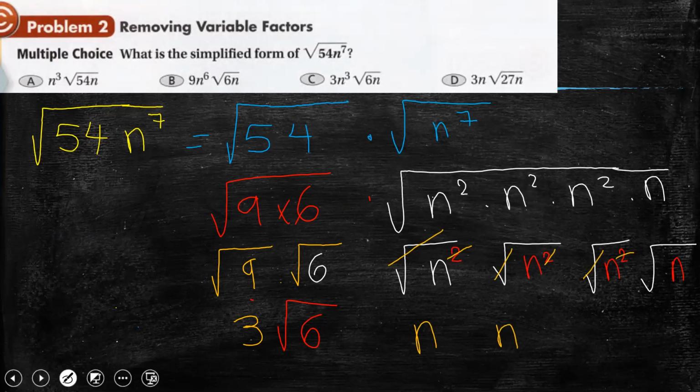Square cancels the square root, so I have only n. Square cancels the square root, so I have only n. But here there's no square exponent, so I keep it as square root of n. Is it clear?